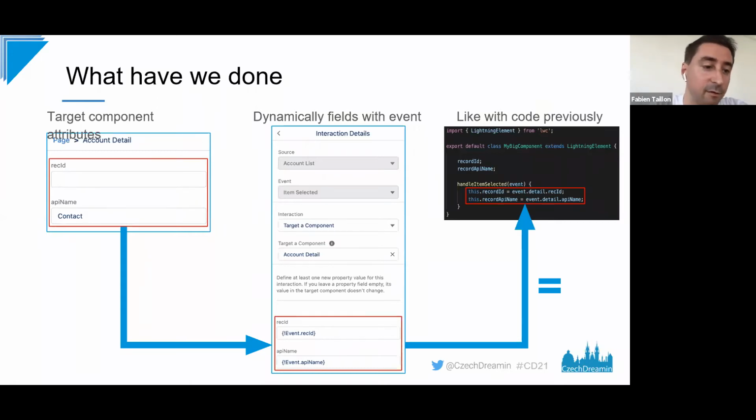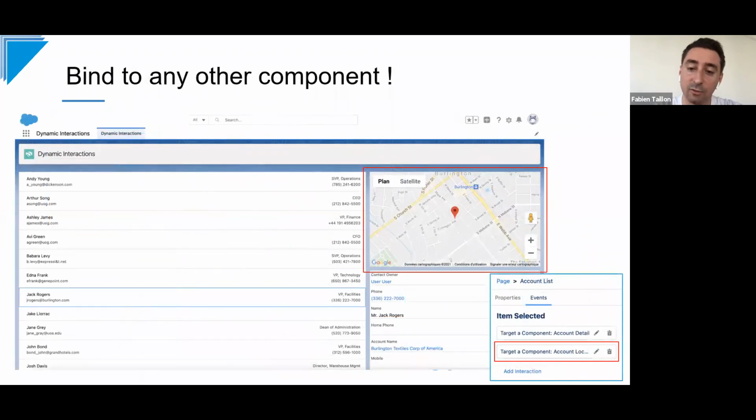So first you see the target component attribute. When you click on the component, you can hard-code them. That's not what we want. Thanks to dynamic interaction, we won't hardcode them. We'll fill them with the event values coming from the component from the left, so the list. And this is doing in point and click exactly the same thing as the 2 lines of code we are seeing.